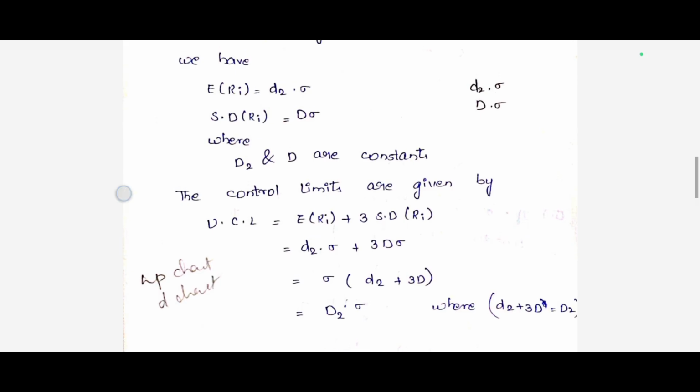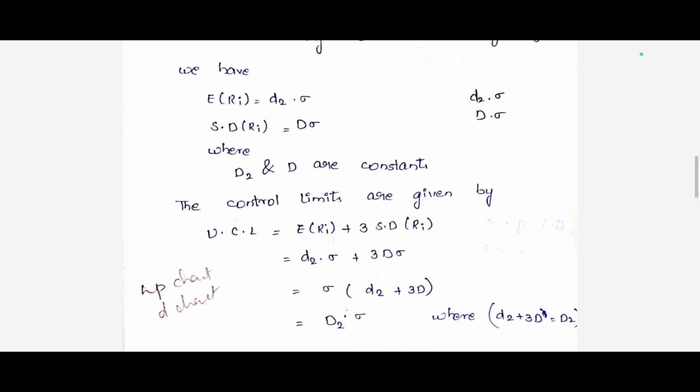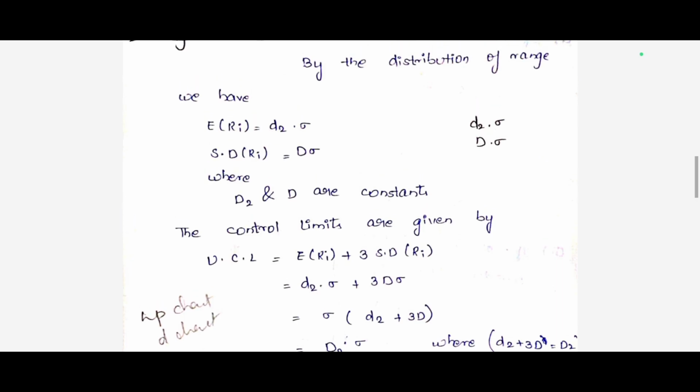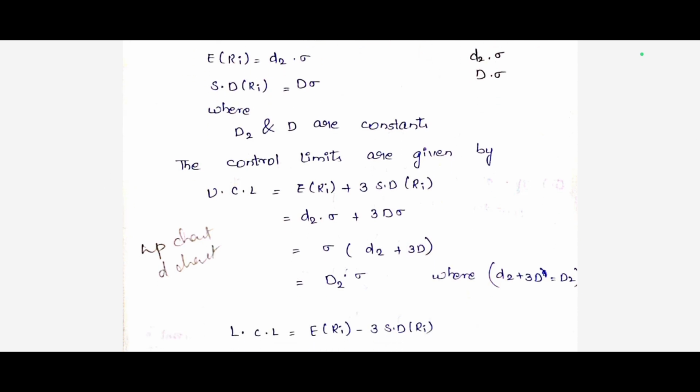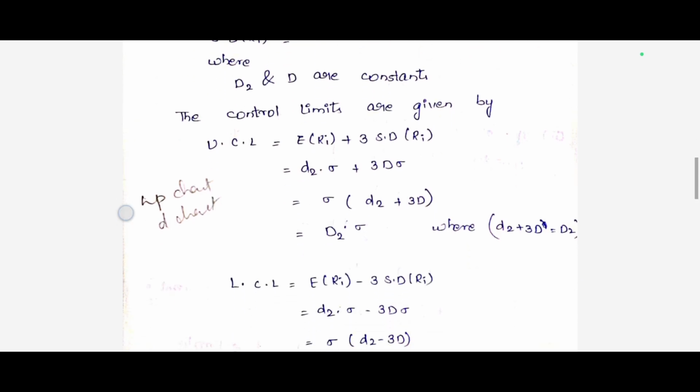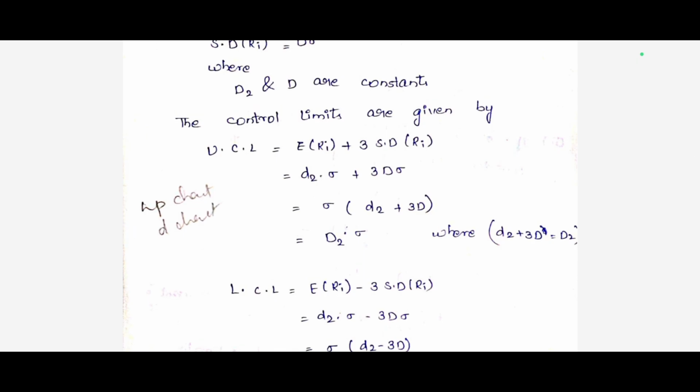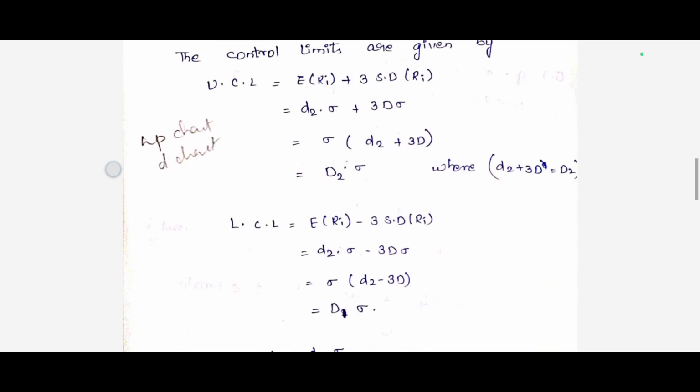So what is the expected value of Ri here? That is d2 into sigma. And what is the standard deviation of Ri? That is D into sigma. If you take sigma common, then we get d2 plus 3D, which is denoted by capital D2, where d2 plus 3D is equal to capital D2.